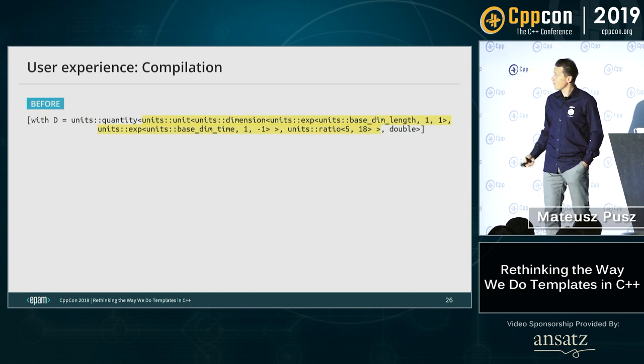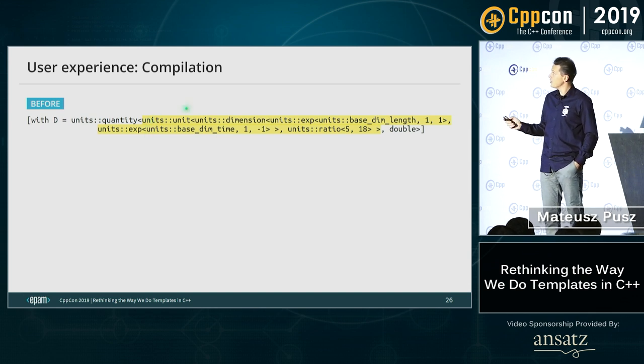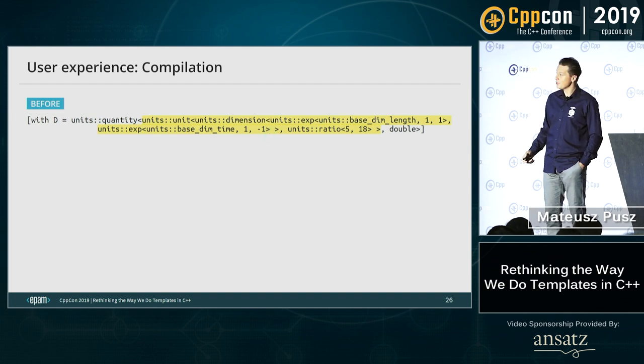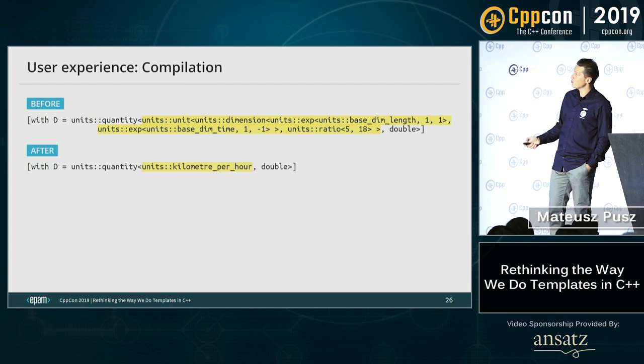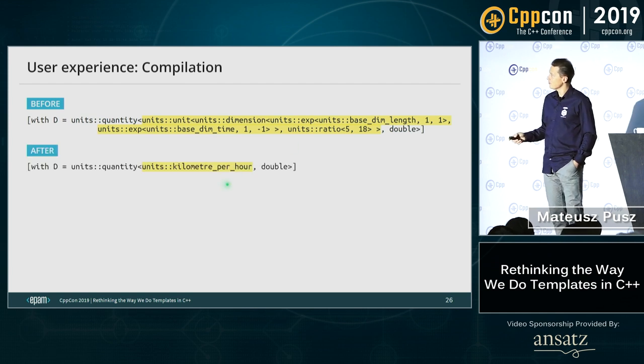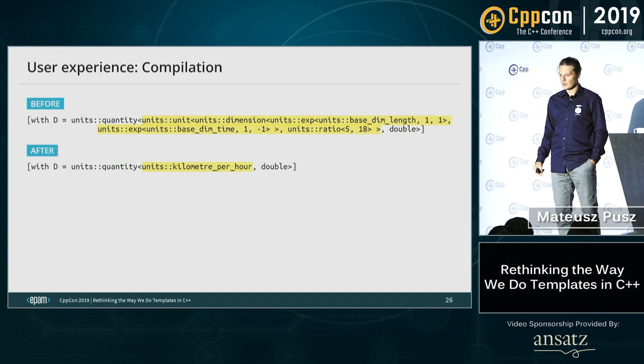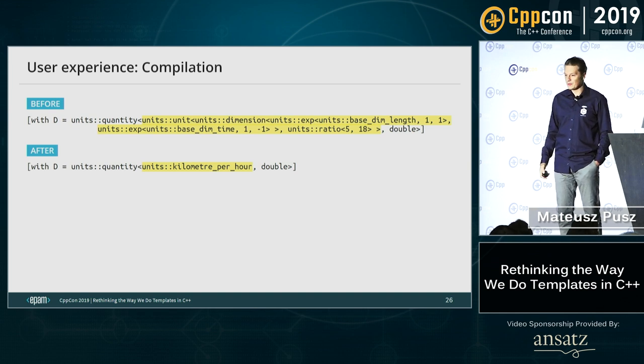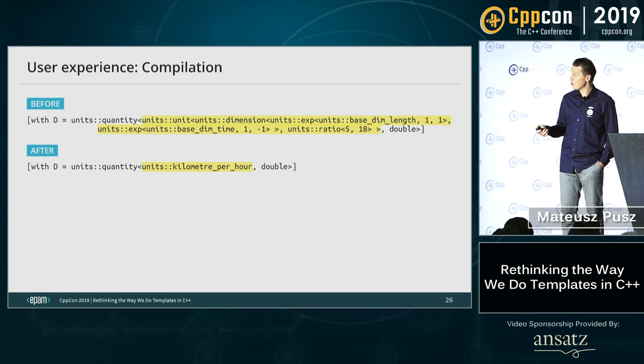So the outcome. Using aliases, I will end up with such a long type, or with the type like Boost.Units does, with all of the aliases being expanded. And with the usage of those downcasting traits, I end up with this. And I think this is a huge improvement for the user experience. And we really miss it in the language and in the current libraries that we have.